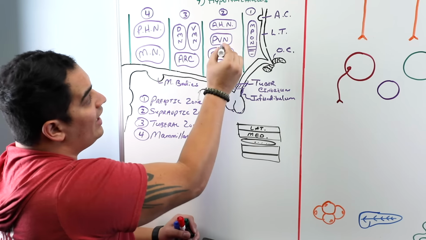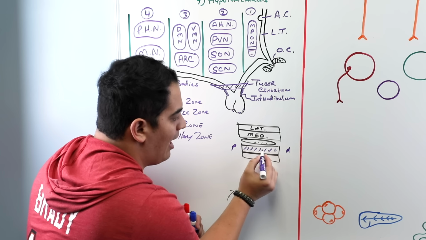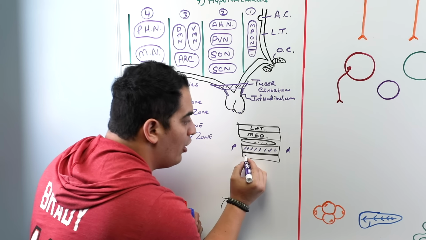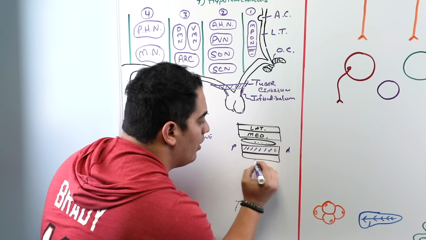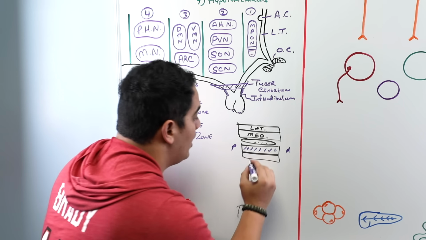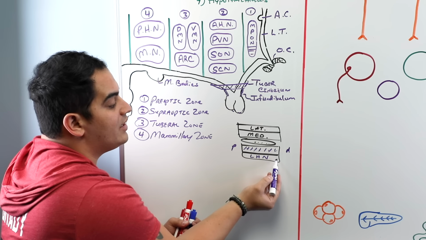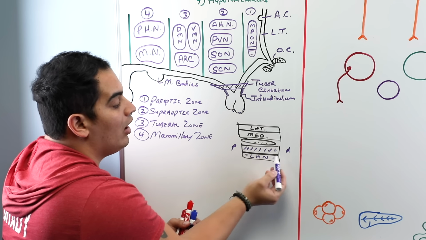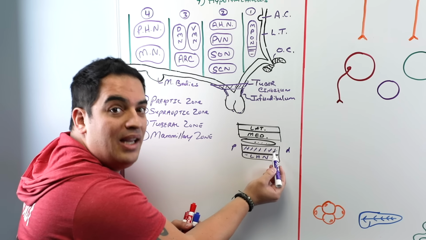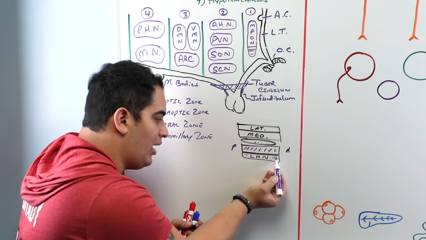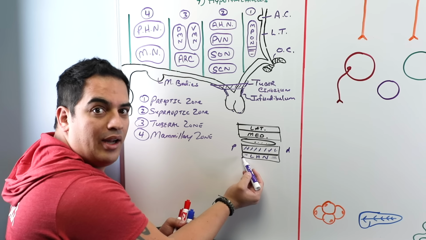Okay, so there's one last nucleus that I need you guys to remember. We already talked about all the nuclei in the medial portion, and imagine this is anterior to posterior: you'd have your preoptic, your supraoptic, your tuberal, your mammillary. There's one nucleus all the way lateral, and this is very simple, thankfully. It's called the lateral hypothalamic nucleus, and it extends almost the entire length of all the zones that we talked about in the medial portion of the hypothalamus, which is the preoptic, supraoptic, tuberal, and mammillary.